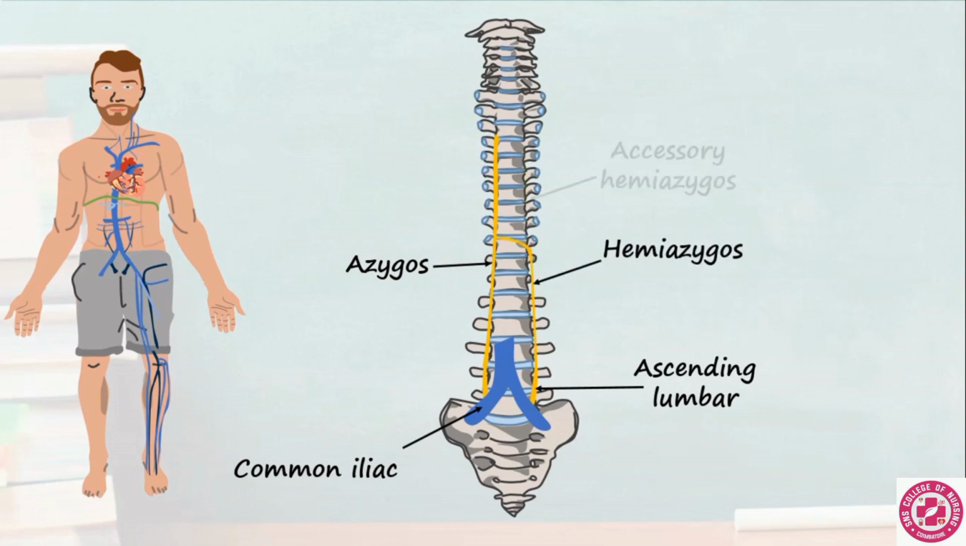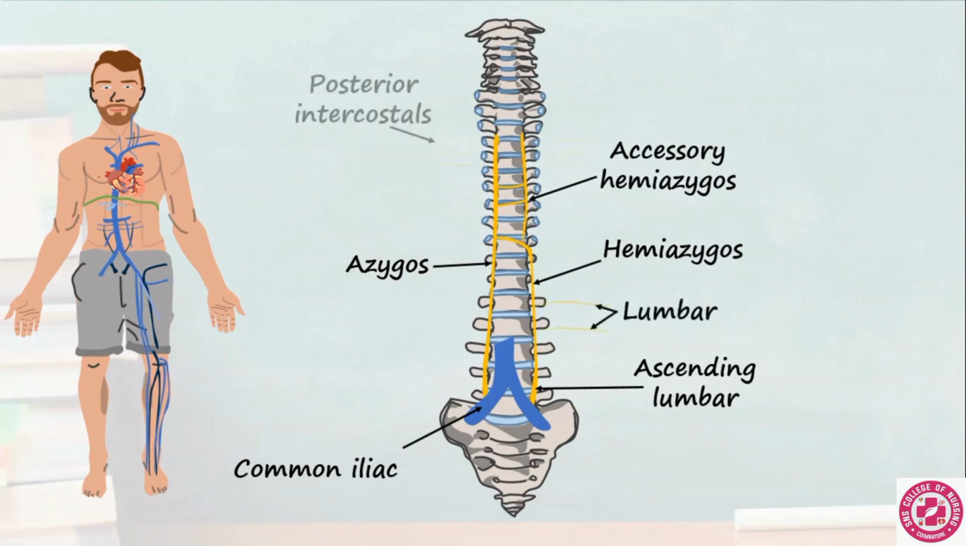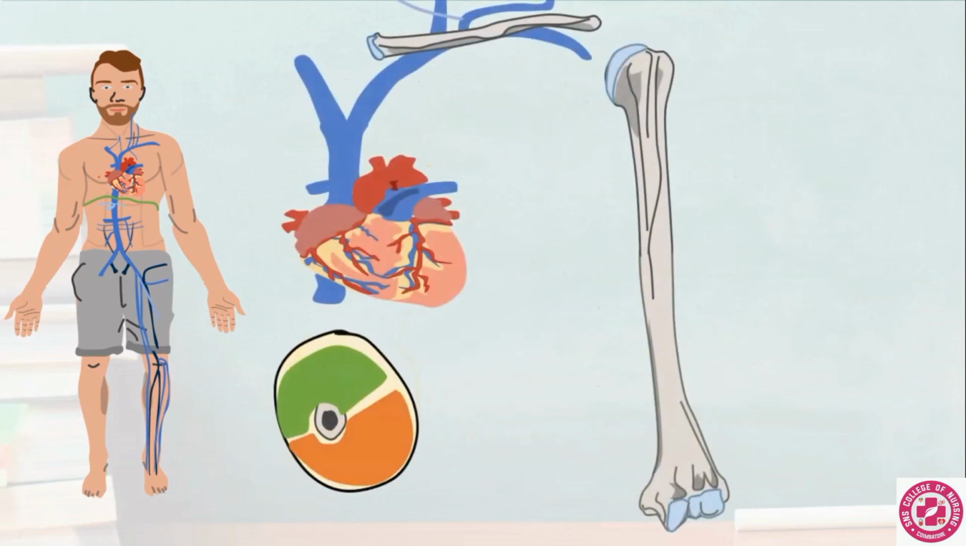Additional to this is the accessory hemiazygos, which comes from the upper thorax and also joins the azygos and hemiazygos veins. The azygos venous system drains the posterior abdominal and thoracic walls and receives some of the lumbar and posterior intercostal veins in these regions. The azygos vein drains straight into the back of the superior vena cava to return this blood to the heart. Okay, back to the superior vena cava.